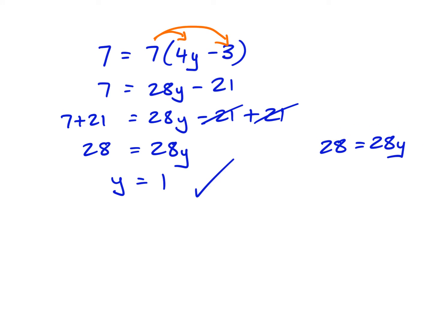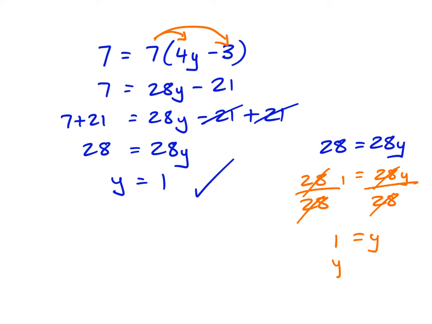Alright, and once again I can take this equation over here, and I've just rewritten it, and I can simplify it by saying, well, I want to get 28 by itself, so I'm going to go 28y all over 28, and what I do on the left hand side I must do on the right hand side, so 28 divided by 28, that'll be 1. Okay, that will cancel out, so 1 is equal to y, or y is equal to 1. Both ways are right.